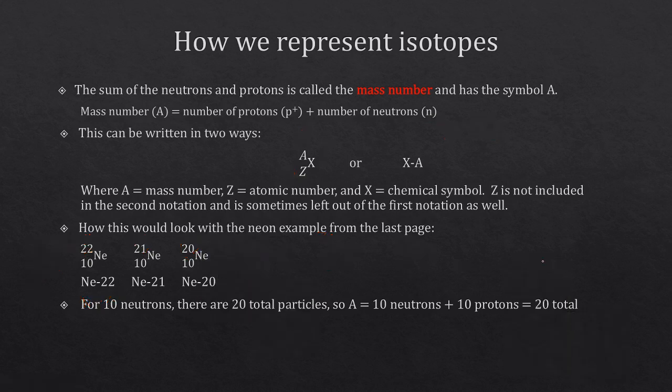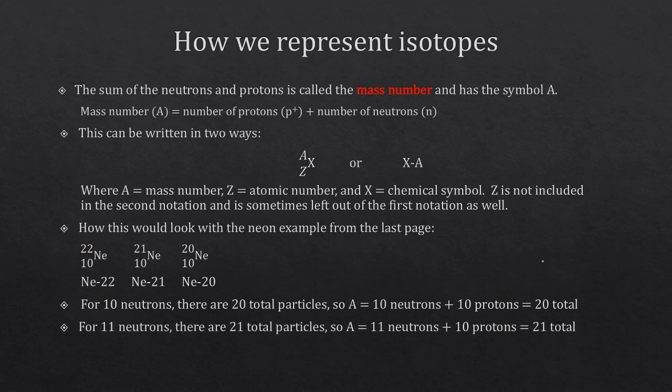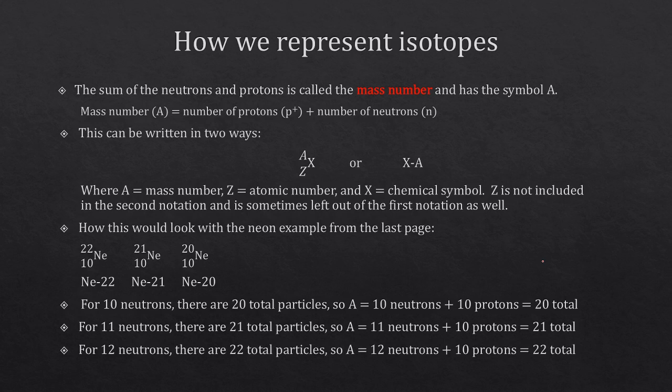So for our 10 neutrons, there are 20 total particles, so 10 plus 10 is 20. For 11, 11 plus 10 is 21. And for 12, 12 plus 10 is 22. That's where I got those numbers from.